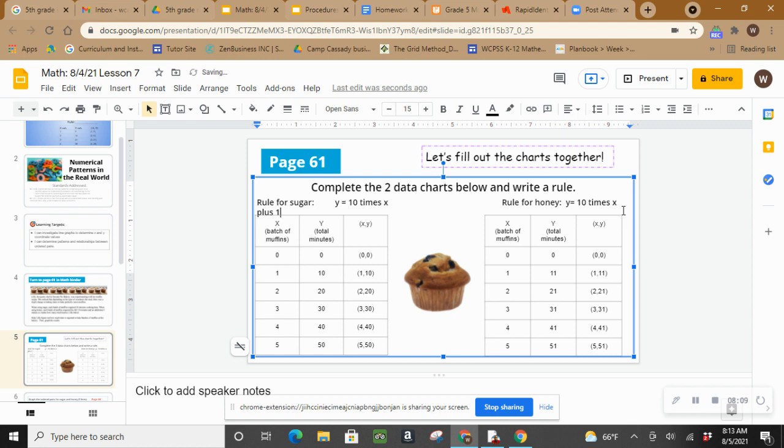So we're going to move this over. That plus 1 is always there. So 1 times 10 plus 1. 2 times 10 is 20 plus 1. 3 times 10 is 30 plus 1. 4 times 10 is 40 plus 1. All right.